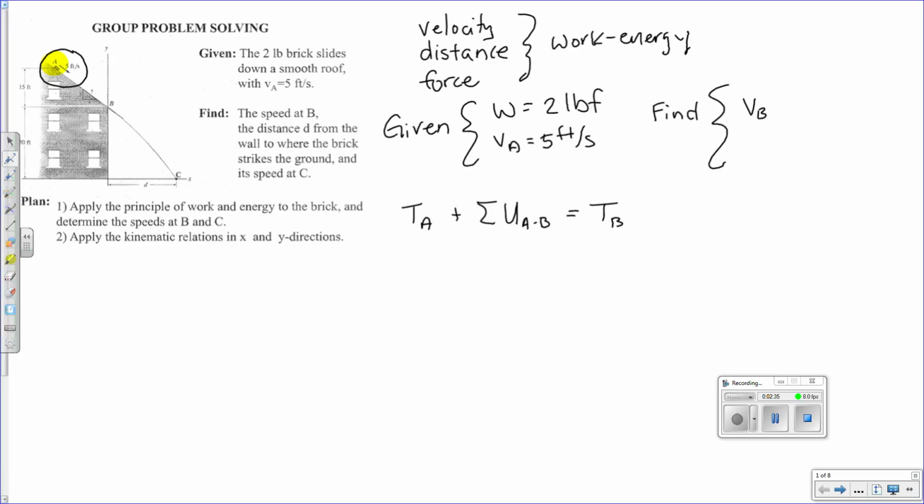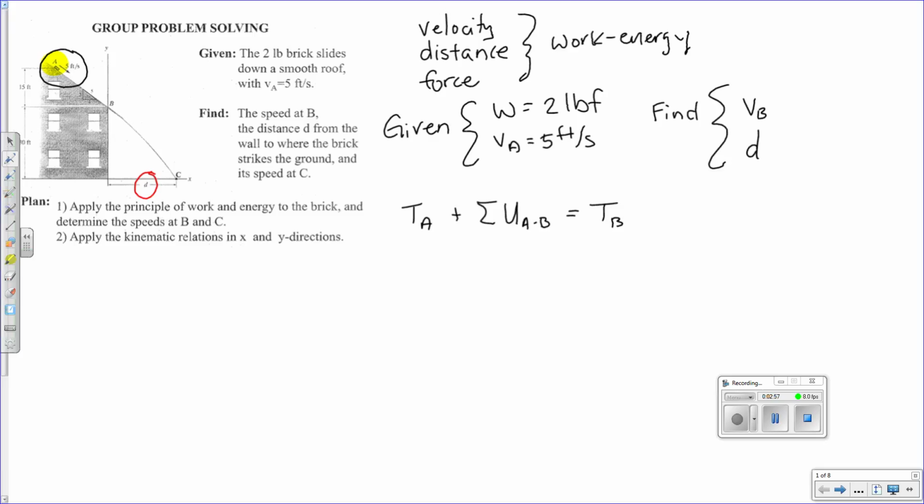The other thing it's asking for, by the way, is that distance D that is shown on the diagram here, the distance in the horizontal direction that the brick ends up landing at after it flies off of the surface of the roof itself. But first things first, let's solve for that speed at location B.